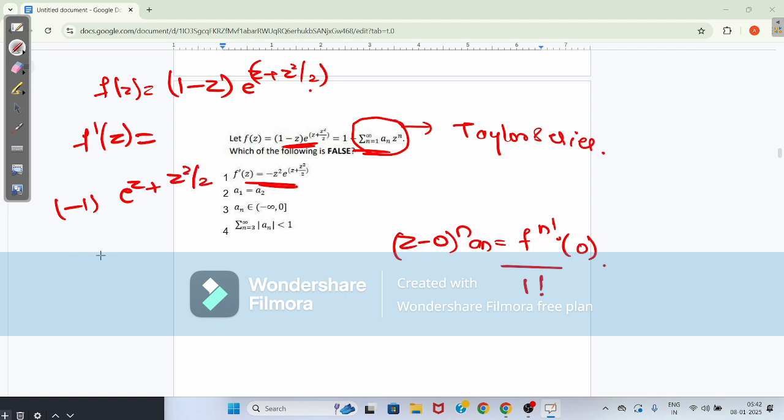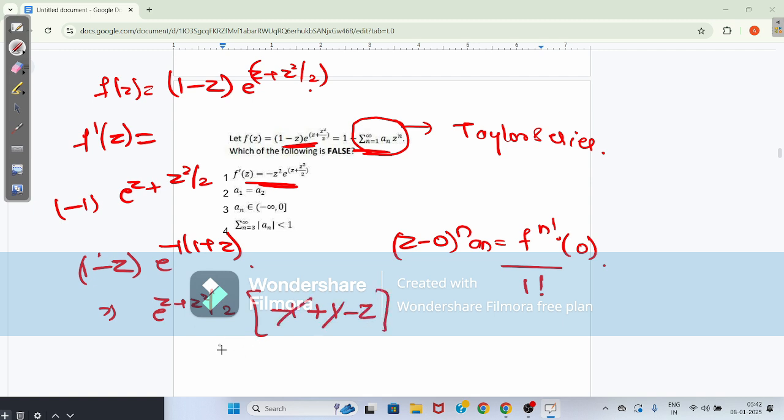So this value can be written as 1 minus z into e power, minus 1 into 1 plus z. So e power z plus z square by 2 into minus 1 plus 1 minus z. So these two values get cancelled out. So what will we get here? Minus z into e power z plus z square by 2. So this is the required answer that we get.